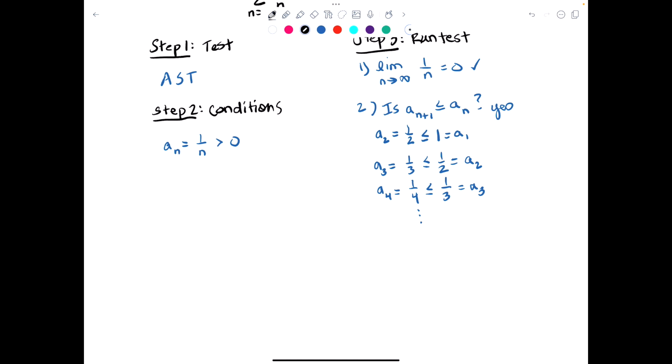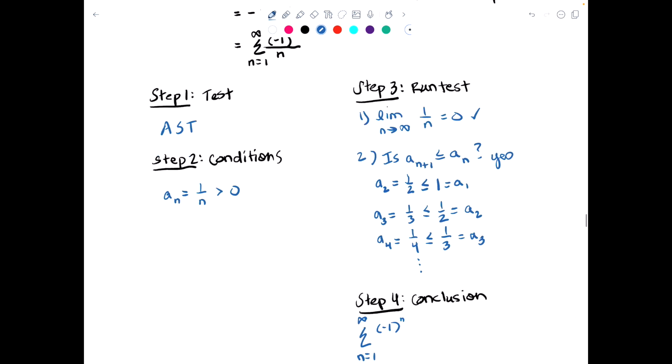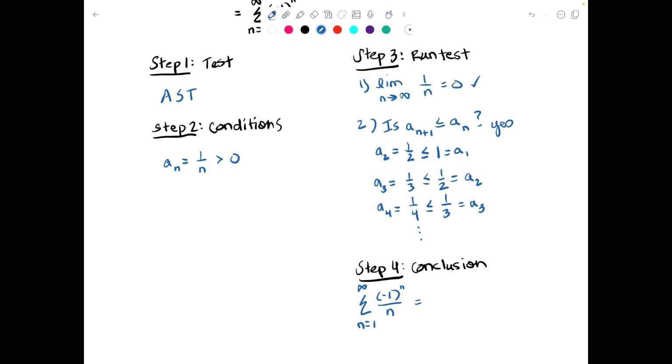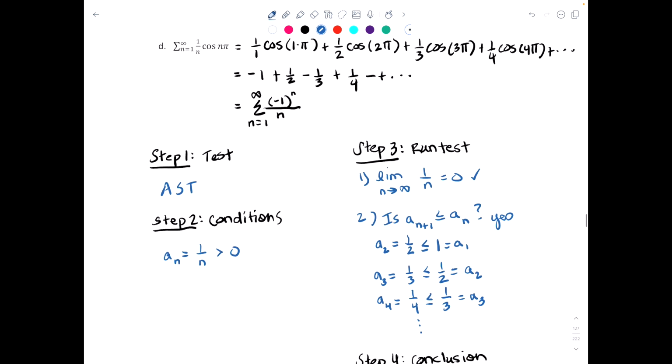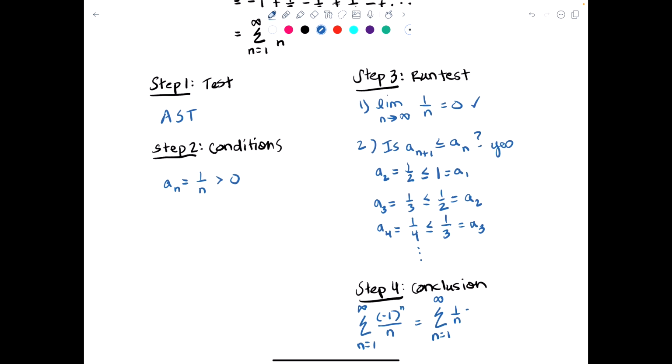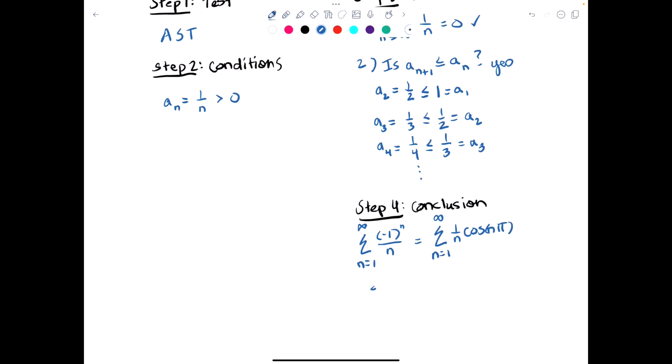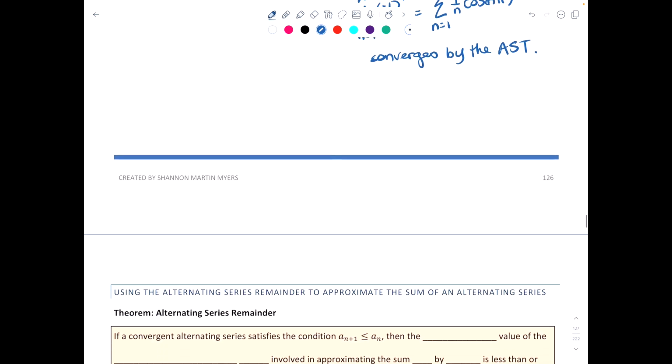And then step 4, conclusion. The summation as n goes from 1 to infinity of -1 to the n over n, which equals the summation as n goes from 1 to infinity of 1 over n times cosine of n pi, converges by the alternating series test. Cool, cool? All right, next up, here we go.